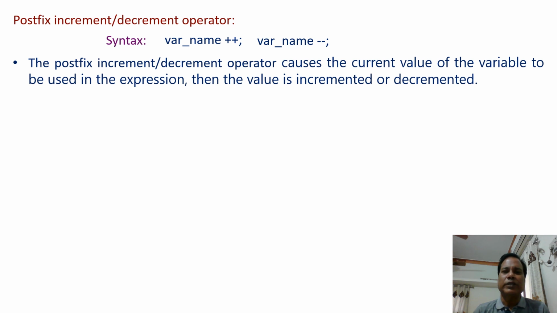The postfix increment decrement operator causes the current value of the variable to be used in the expression. Then the value is incremented or decremented. That is, initially whatever the value of the variable is, that is assigned to the left side variable, and then its value is incremented or decremented.